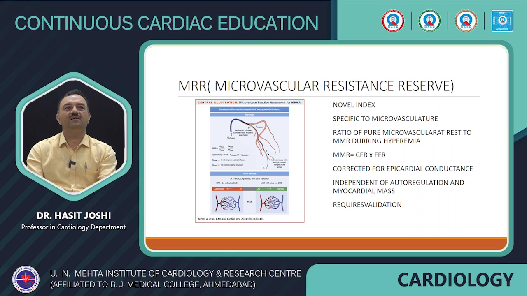There is a novel factor, MRR, microvascular resistance reserve, and this is specific to the microvasculature. It is the ratio of microvascular resistance at rest to that during hyperemia. MRR is equal to CFR divided by FFR, and no correction for epicardial conductance is required. However, IMR requires a Yong's correction for epicardial conductance. However, this is not yet validated.